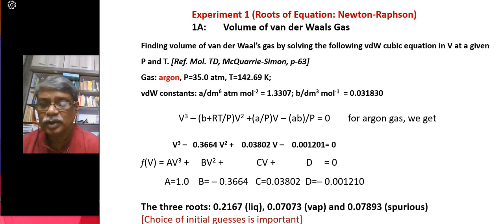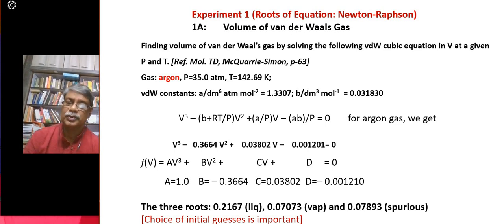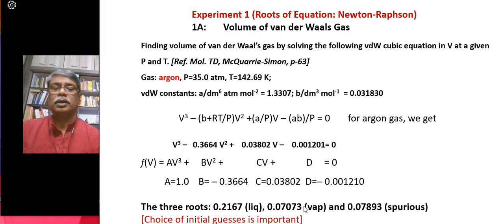Anyway, for Van der Waals gas, that much of physics we know, that of the 3 roots, one corresponds to the liquid, that is the maximum value, and the other corresponds to the vapor, that is something 0.07073, and the spurious one is 0.07893. I think the labeling is somewhere problematic. Liquid and vapor may have exchanged, but anyway, let us see.